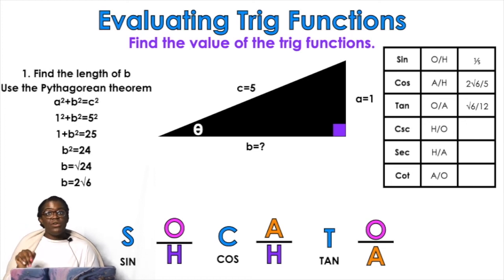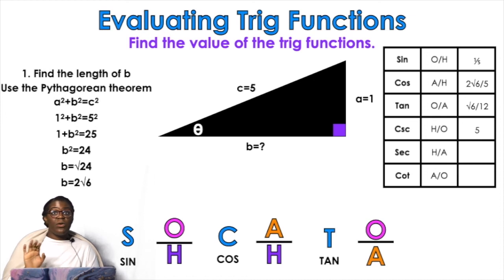Anyway, tangent is opposite over adjacent. So that's going to be the opposite side, which is 1, over adjacent, which is 2 square root of 6. But I have to rationalize it. And when I rationalize it, I get square root of 6 over 12. So hopefully you know how to rationalize.